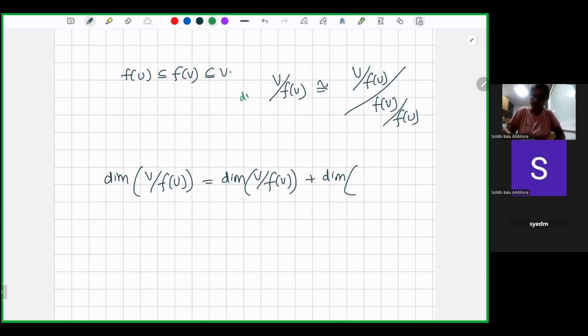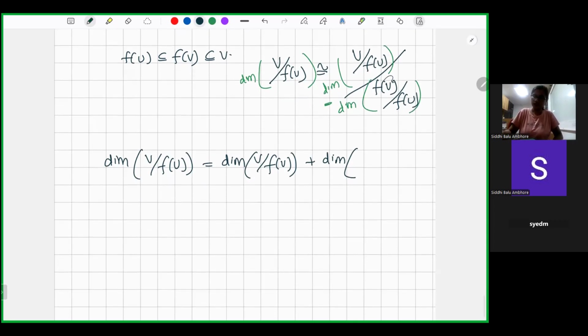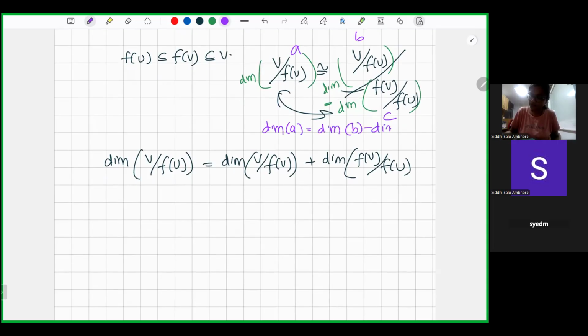The dimension of this will be the dimension of this minus the dimension of this, and then they are switching to make it positive. So this will be the addition of these two. So that's what we are writing here: f of V quotiented by f of U. Let me write this. If this is a, b, c, then the dimension of a will be the dimension of b minus the dimension of c.